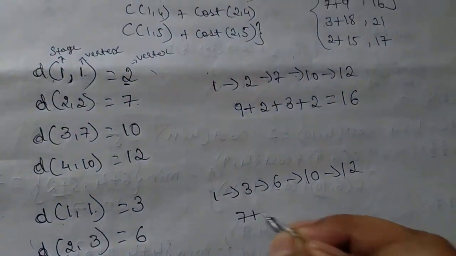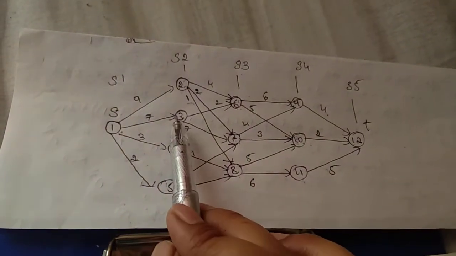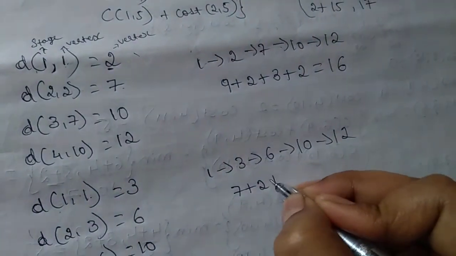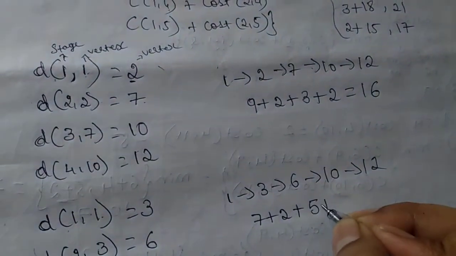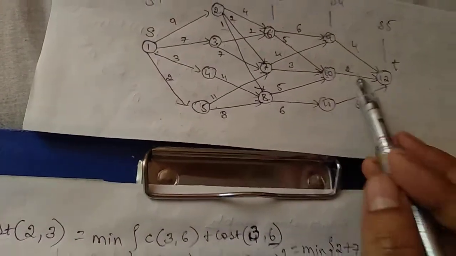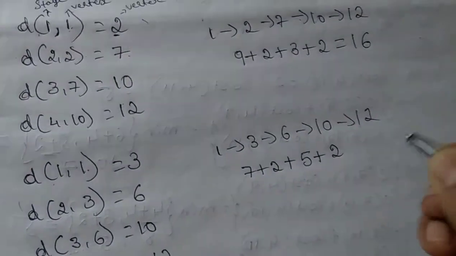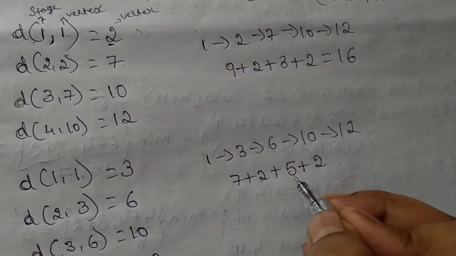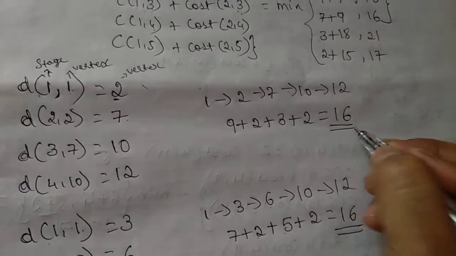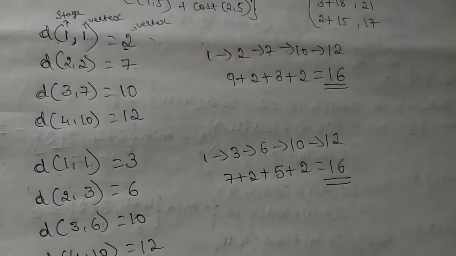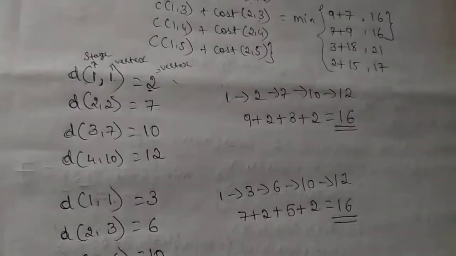1 to 3 it is 7. Plus 3 to 6 it is 2. From 6 to 10 it is 5. 10 to 12 it is 2. 7 plus 2, 9. 9 plus 5, 14. 14 plus 2, 16. Minimum cost is 16. Wherever you go you will get 16.